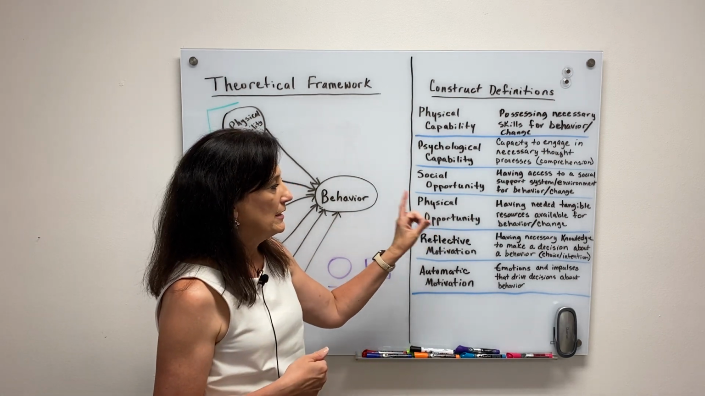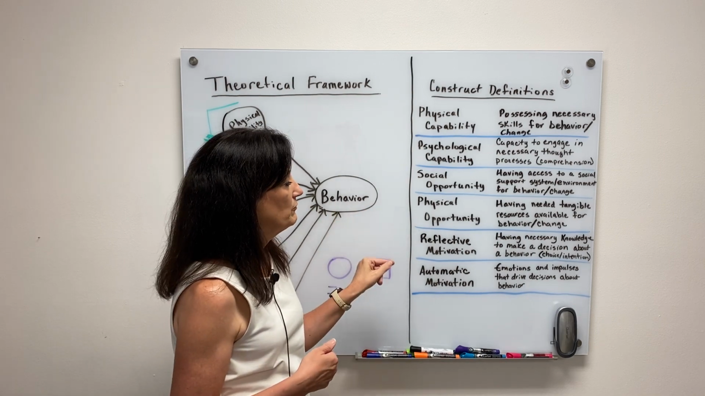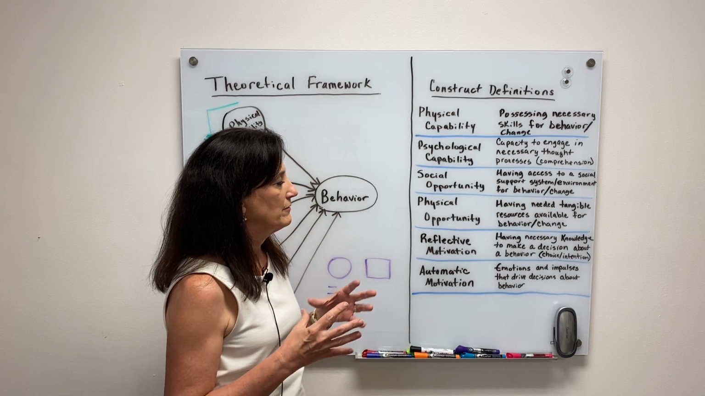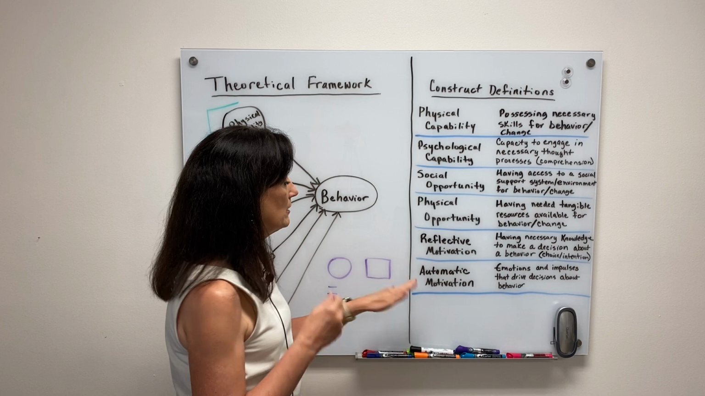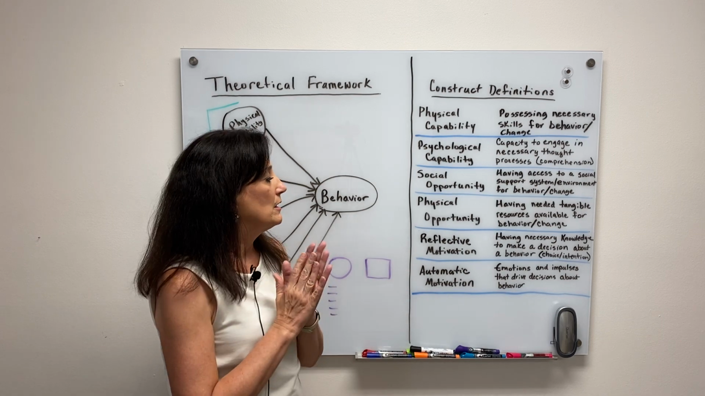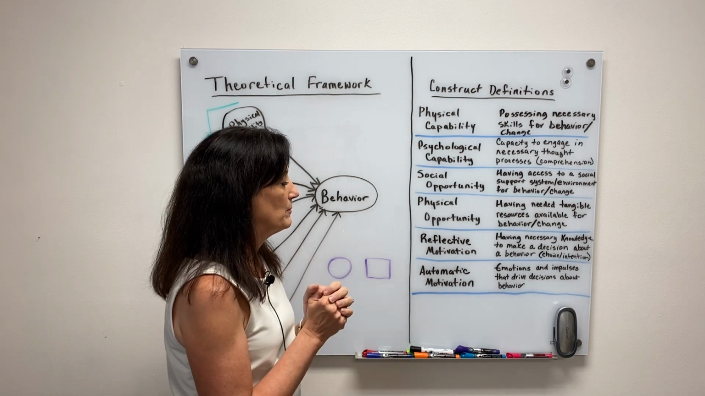Physical opportunity, having the needed tangible resources. Reflective motivation, having necessary knowledge to make a decision. And automatic motivation, emotions and impulses that drive decisions about a behavior.